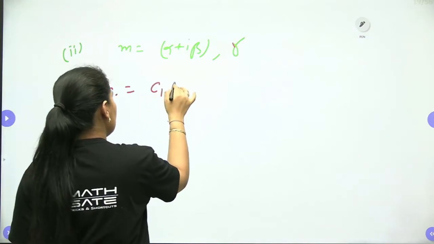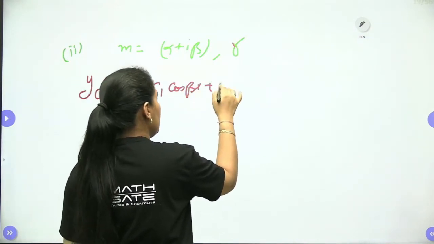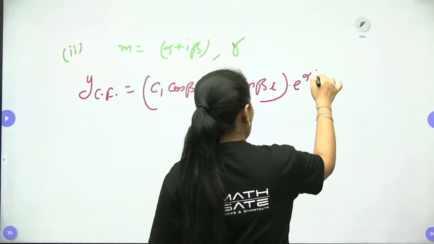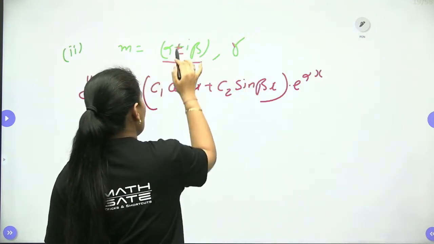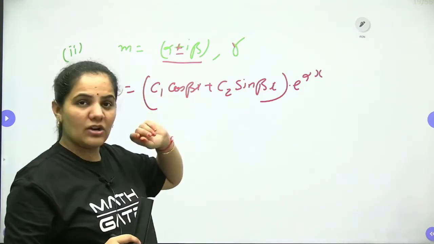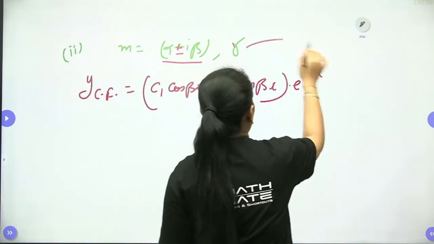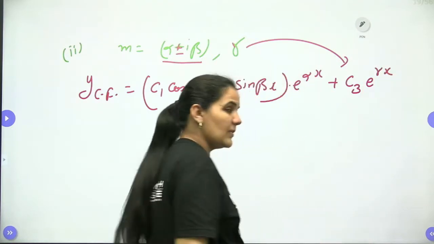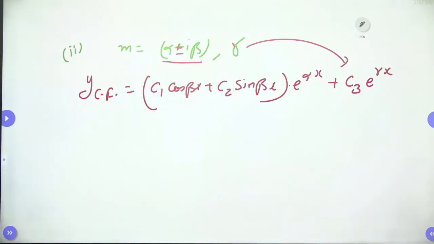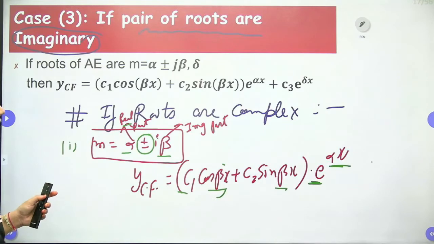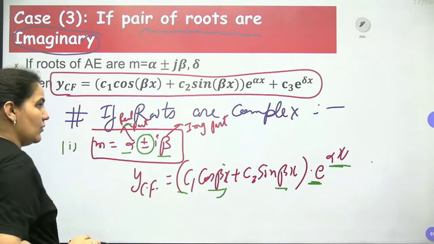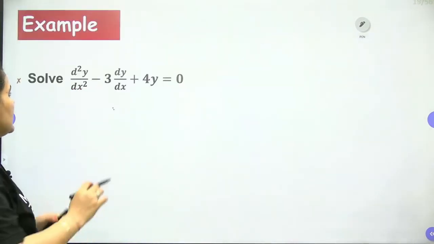It will be YCF will be C1 cos of beta x plus C2 sin of beta x, into e to the power alpha x. These are alpha plus minus iota beta, right? So this is particularly for the complex root only. Now for the real root, we can write down C3 e to the power gamma x. So we can proceed like this also, dear students. Is it clear? Again, it's a simple thing to approach. That's what is written here, which I just told you. Now let's have discussion on this example.